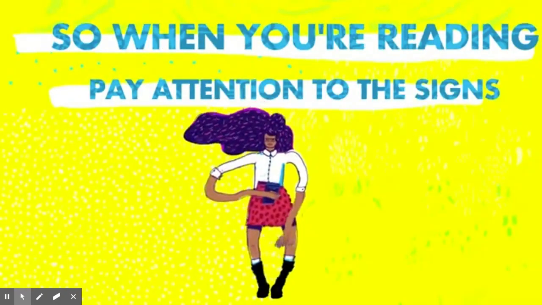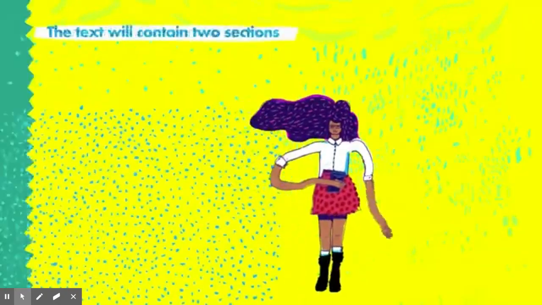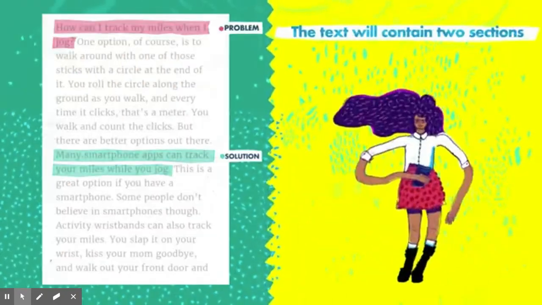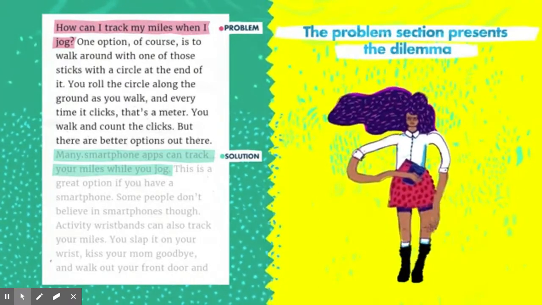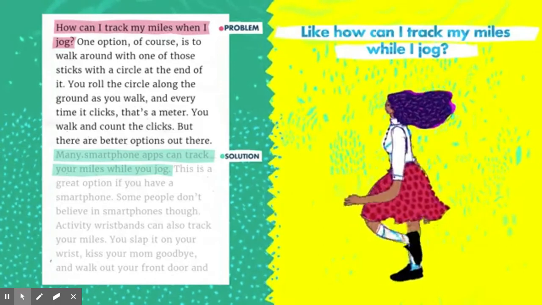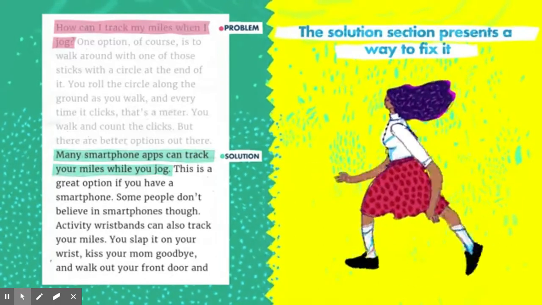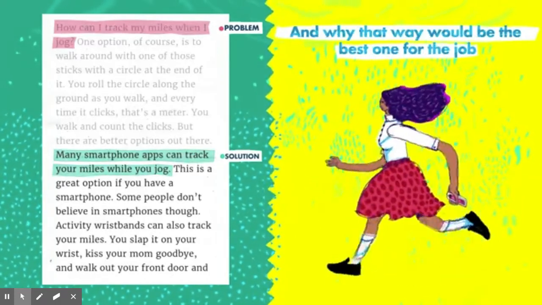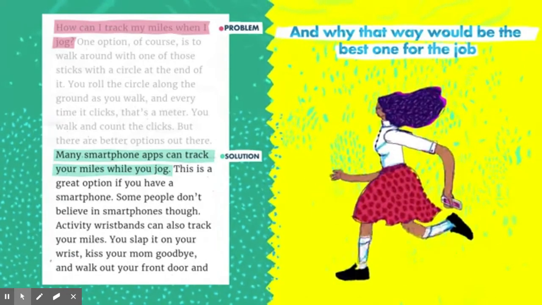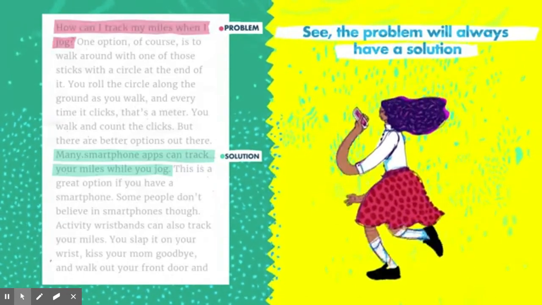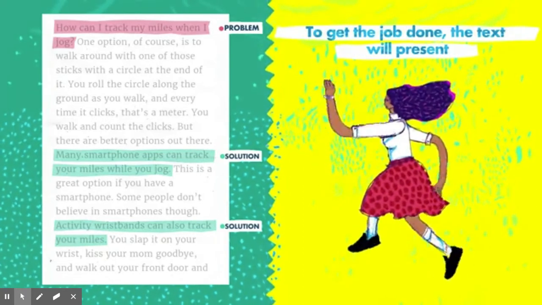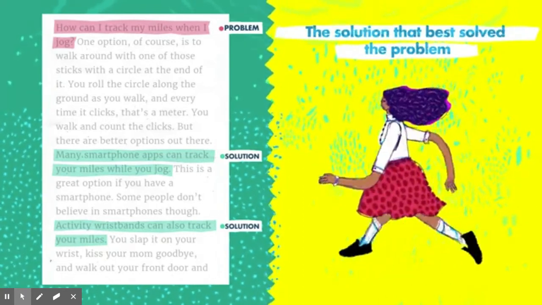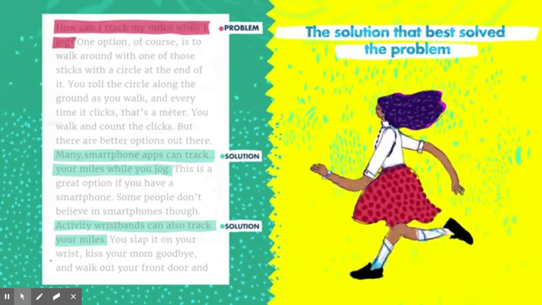So when you're reading, pay attention to the signs. The text will contain two sections. Yep, that's the way it is designed. The problem section presents the dilemma. Like, how can I track my miles while I jog? The solution section presents a way to fix it, and why that way would be the best one for the job. The problem will always have a solution. In fact, sometimes it'll have more than one.